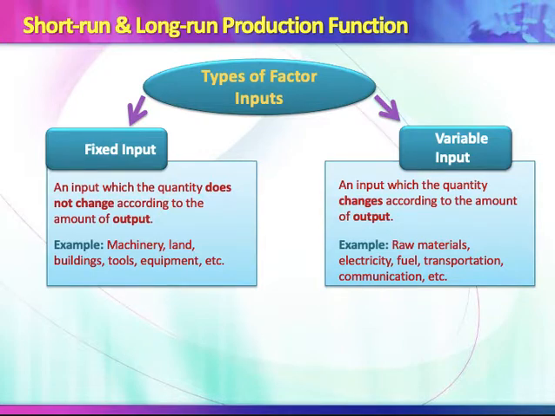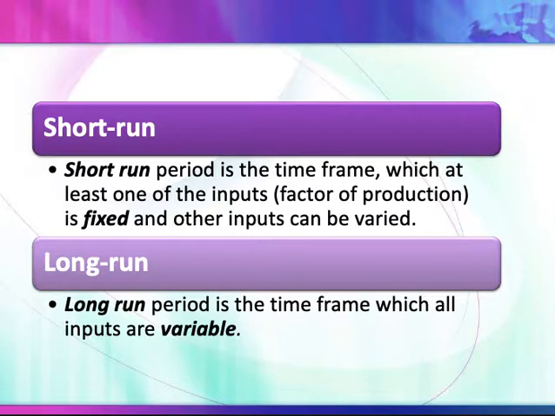Okay, and next we go to short run and long run. What is the difference between short run and long run? You have to remember, short run is the time frame in which at least one of the inputs is fixed and other inputs can be varied. No matter how long your production is, maybe 100 years, if you have at least one fixed input, it is considered as short run. Kita tak tengok pada jangka masa, kita tengok dari segi perubahan input. If at least one input is fixed, it is considered as short run.